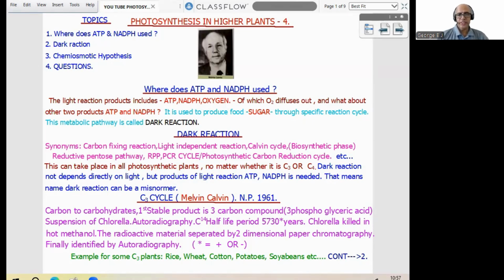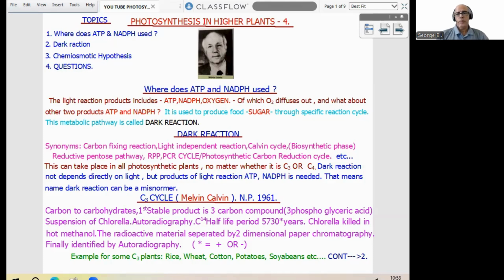Already we studied previously, in the light reaction three products will be there: ATP, NADPH and oxygen, where oxygen will be diffusing out. ATP and NADPH, the assimilatory power, will be used to produce food, otherwise sugar, through a specific reaction. And this reaction pathway is often called the dark reaction. Automatically we can enter into the dark reaction.